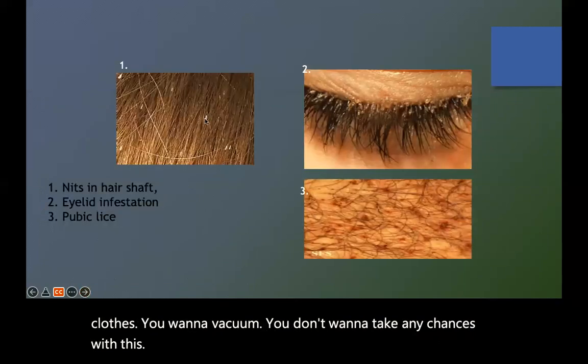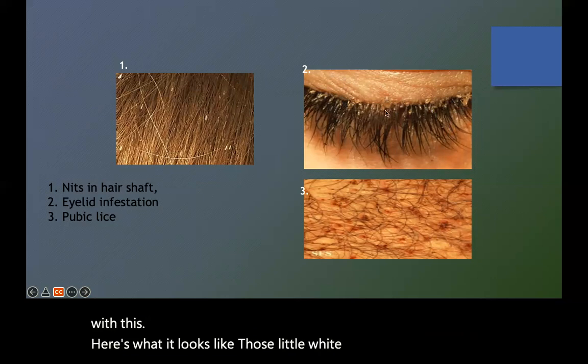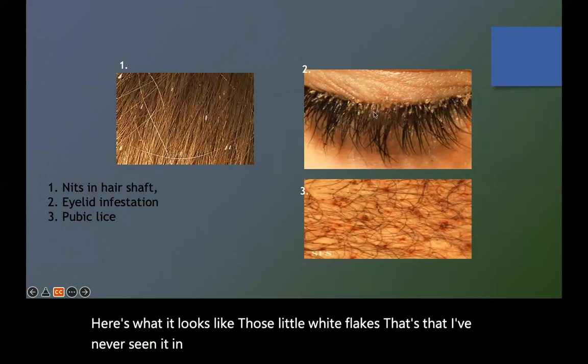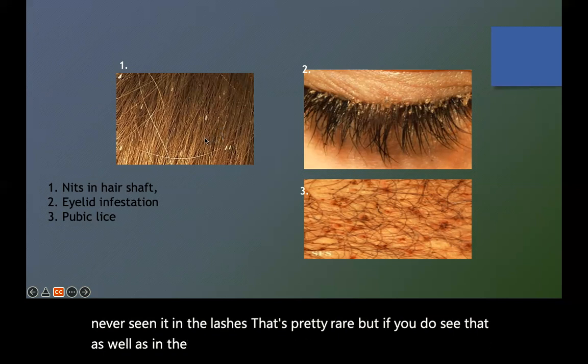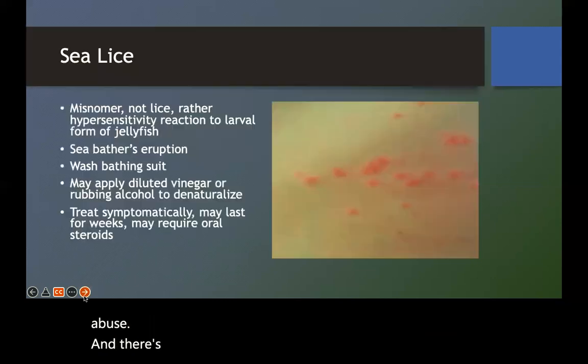So here's what it looks like. Those little white flakes, that's that. I've never seen it in the lashes. That's pretty rare, but if you do see that as well as in the hair, you know we have a problem. You do want to suspect abuse. And there's pubic lice.